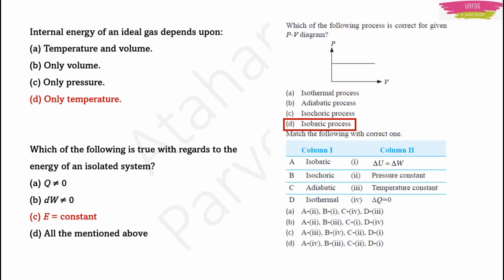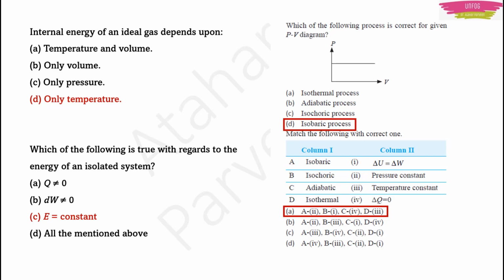Next question is a match the following. You have to match these. Isobaric means it should be pressure constant. Isochoric means volume should be constant. Volume should be constant means there should be no heat. No heat means your internal energy and work should be equal. If they are equal only, you will get delta Q as 0, right? So it should be isochoric 1. So A should be 2 and B should be 1. This is option A.